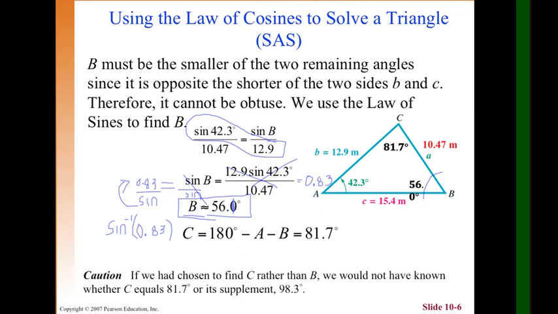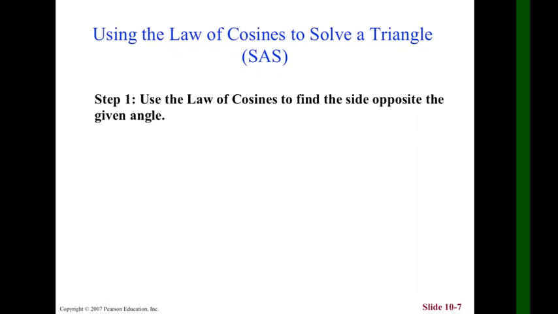Okay? Now, caution, if we had chosen to find C rather than B, we would not have known whether C equals 81.7 degrees or its supplement 98.3 degrees. Ganun, ang sinasabi dito, kung ang C daw ang una nating hinanap, mahirapan daw tayo na ma-determine na ang C ay equal sa 81.7 degrees. That's why inuna daw natin yung B. Okay? For this portion. Anyway, let's have another example.